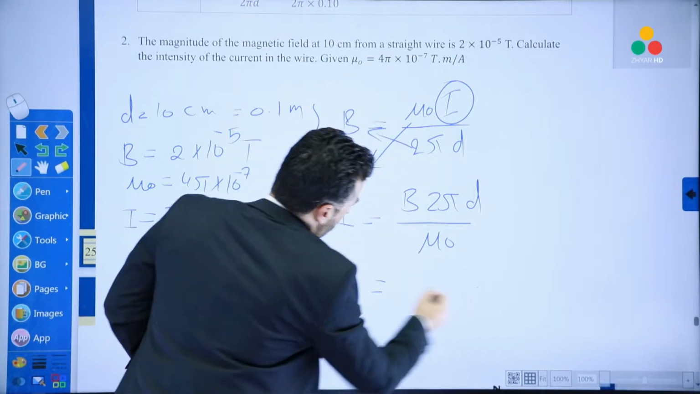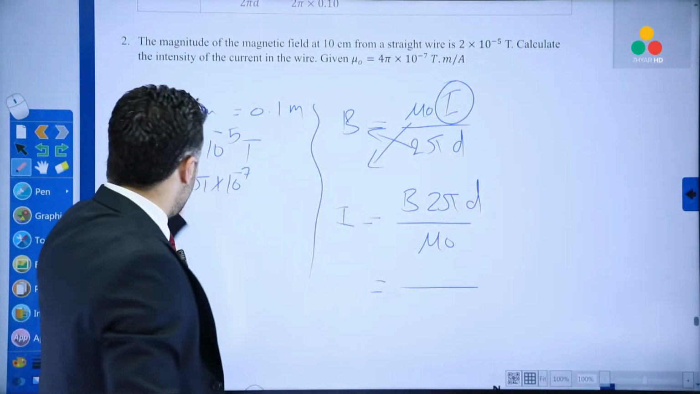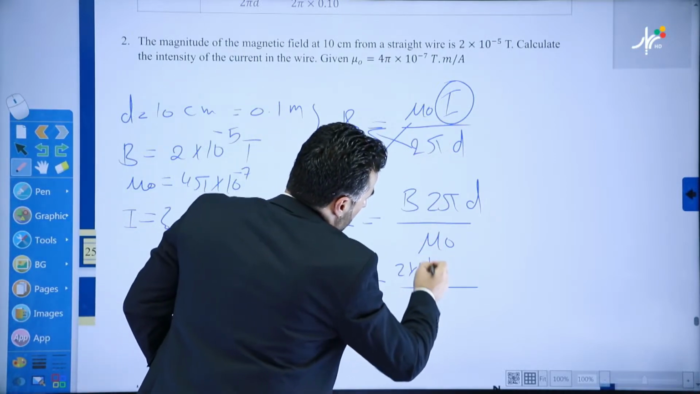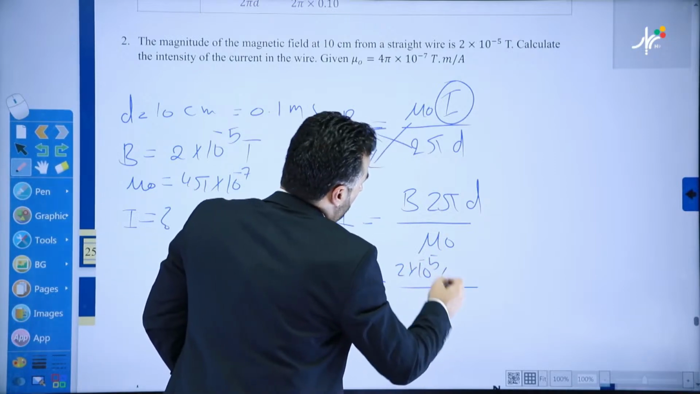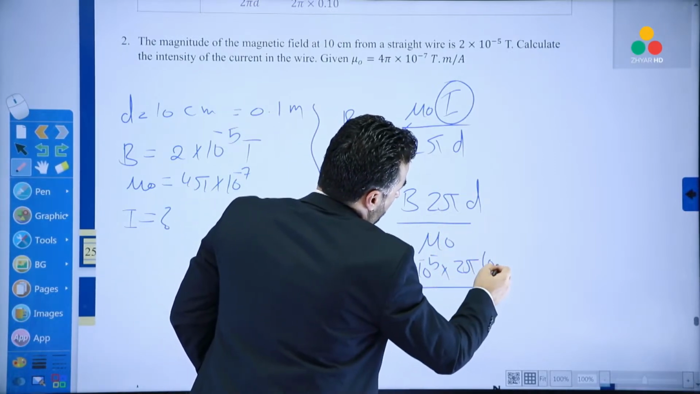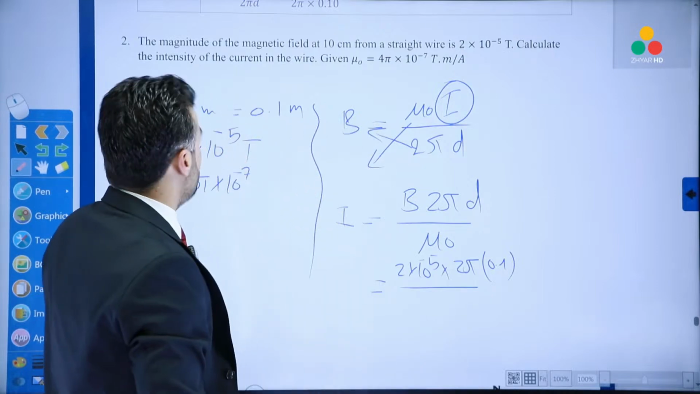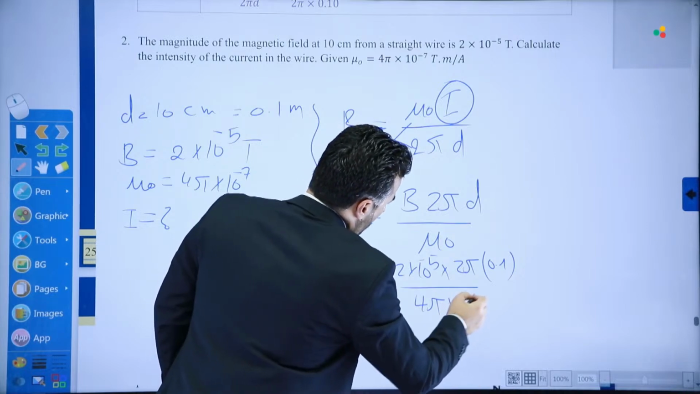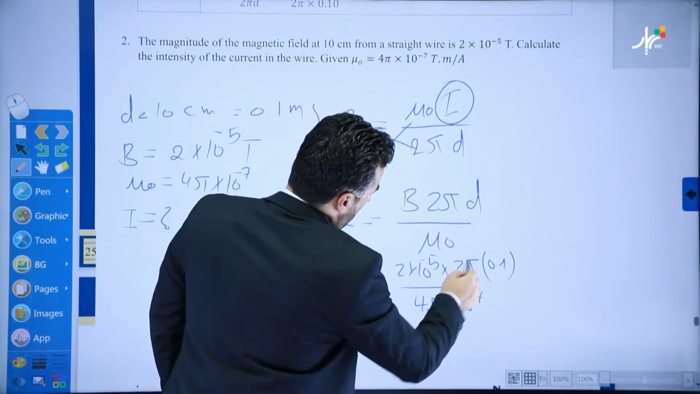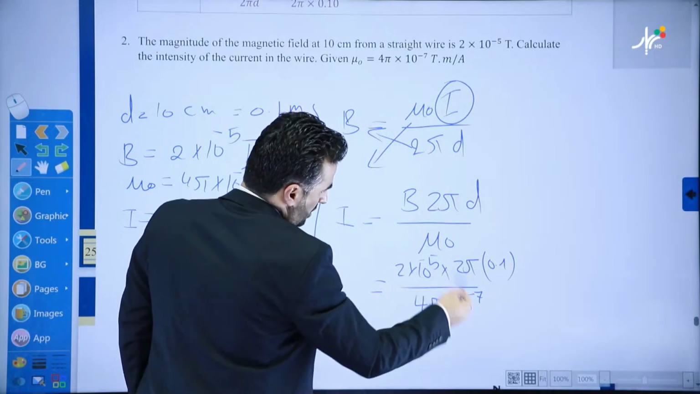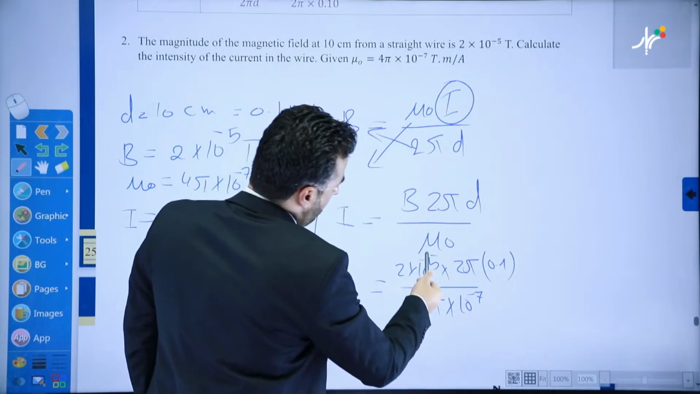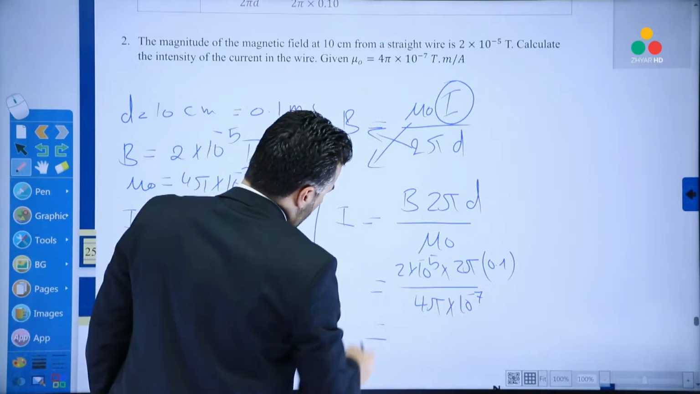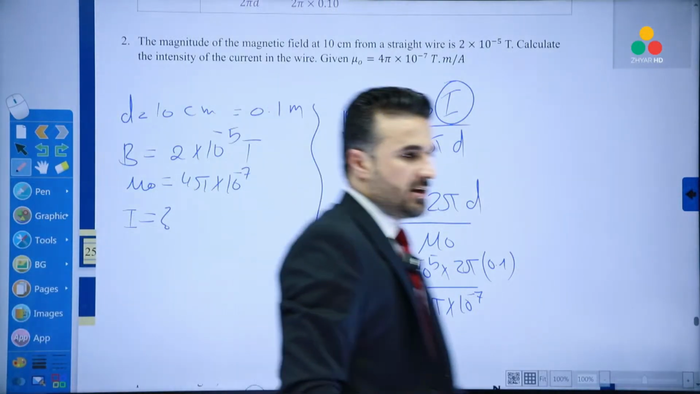Now all you need to do is just plug these numbers into the equation, and you will be able to find this. So the magnetic field strength is 2 times 10 to the power negative 5, and then multiplied by 2 pi times d, remember that is 0.1 meter, and then divided by mu naught, which is 4 pi times 10 to the power negative 7. And of course we have 2 pi, and this 2 over 4, so the pi cancels out. And this is 10 to the power 5, this is negative 7. It becomes what? How about we just do this one properly, and then let's get a calculator.